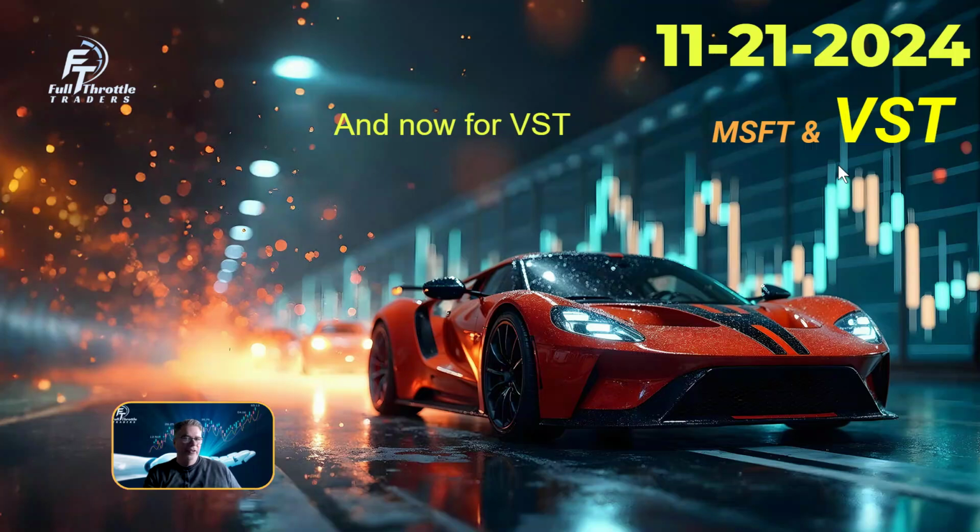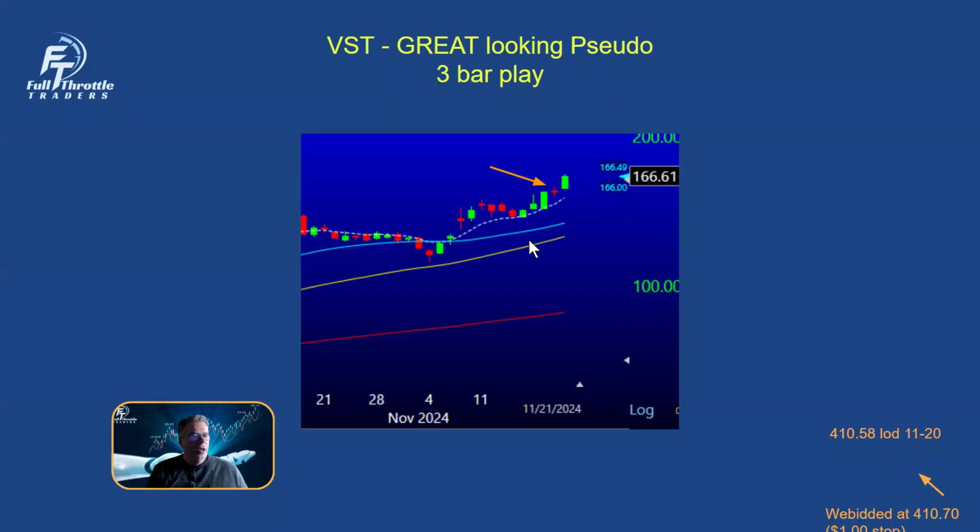This is now for VST. This is a utility company. It runs quite a bit. Very, very high beta in this stock. And let me show you what we did on this stock to make the money. Well, first of all, this was on our gap list this morning. So this was gapping up.